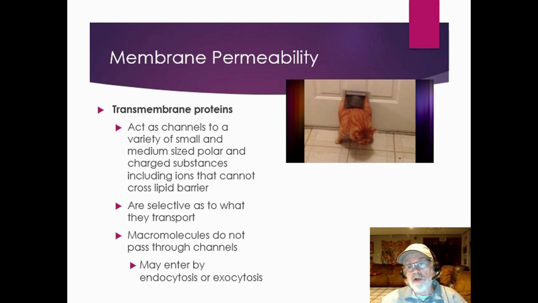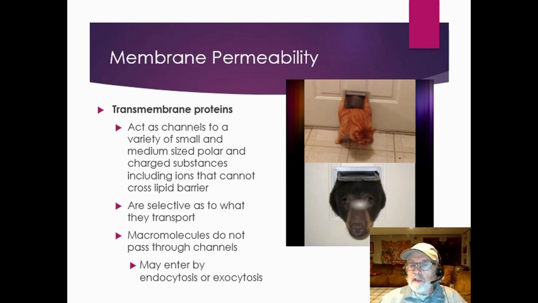There are calcium channels that allow calcium to move, and so on. These are selective as to what they let through. Macromolecules do not pass through. This cat could get through, but these macromolecules can't. Luckily, that bear couldn't get through that small little cat door in the door.